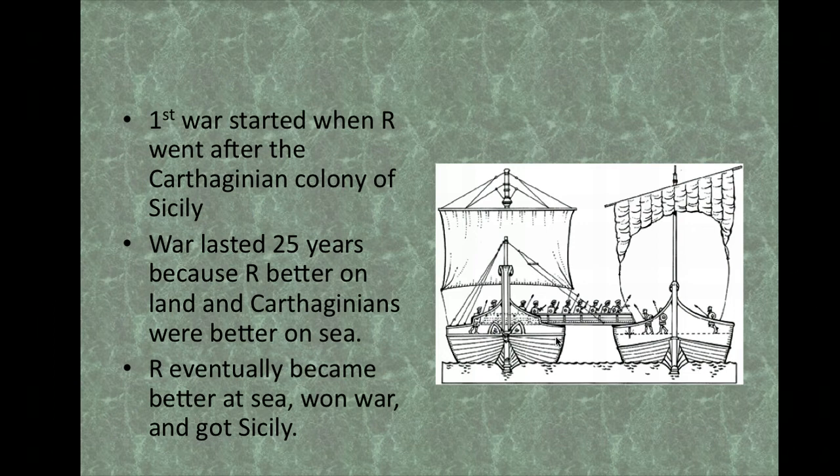And the war lasted for about 25 years, really because on land, the Romans were better, but on sea, the Carthaginians were better, so it's kind of hard to invade. But the Romans eventually became better at sea and then won the war. They got Sicily.